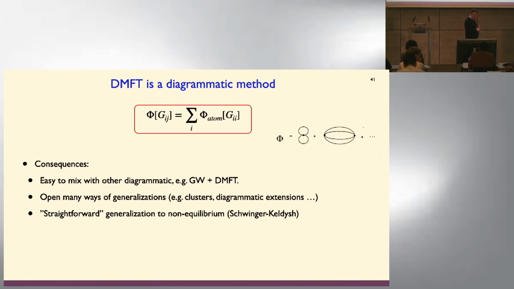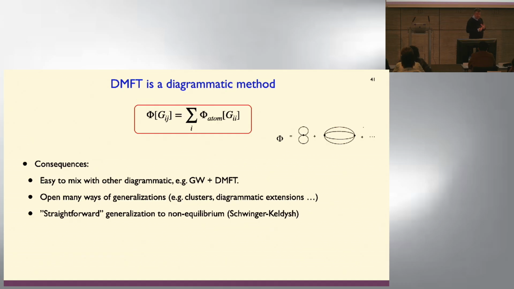First, it makes it a diagrammatic method. It started as an approximation where we have an impurity problem as a toy, and we make an approximation for the self-energy. Here, we have put that as a diagrammatic technique, so it's exactly within the framework of diagrammatic methods. The consequence is that it's easy to mix with other diagrammatic techniques, and that will be the starting point idea to build GW+DMFT techniques.